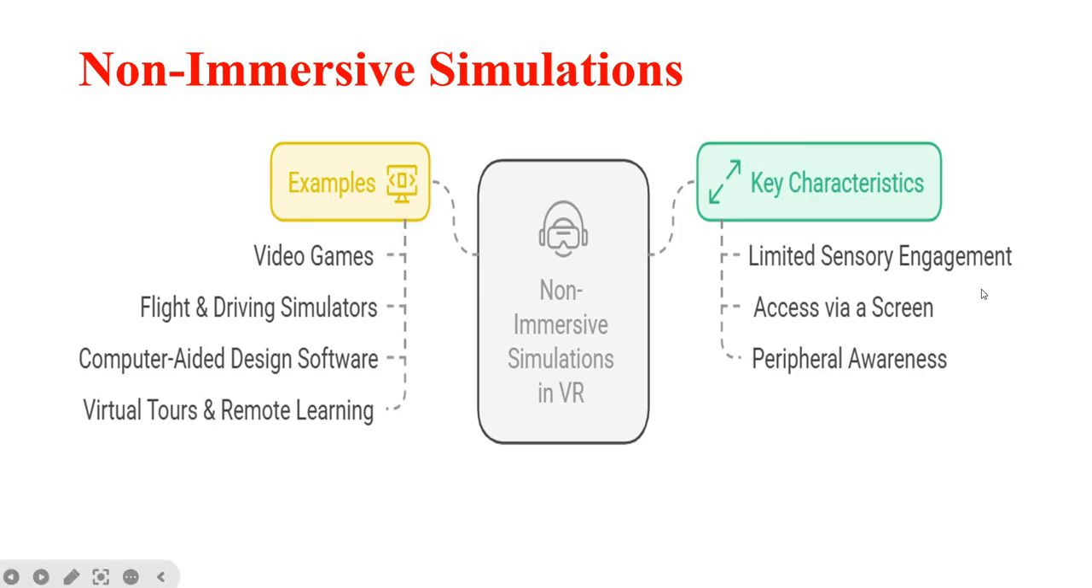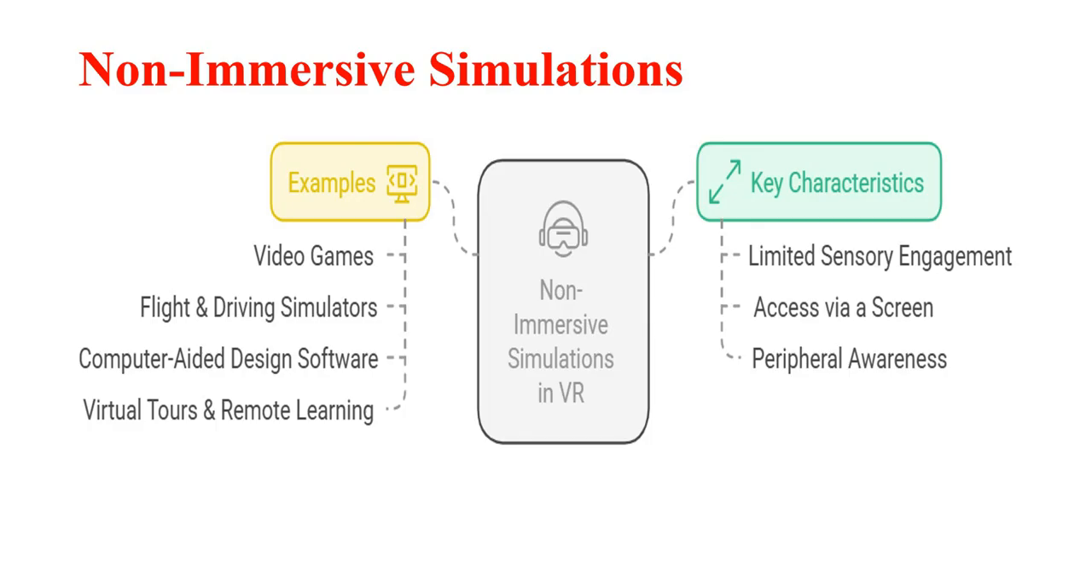Non-immersive simulation, here the key characteristics are limited sensory engagement, access via screen, and peripheral awareness. That is, non-immersive VR provides a partial virtual experience where the users interact with a virtual environment but remain aware of their real world surroundings. And the key characteristics we have seen here. First is limited sensory engagement, which utilizes only a subset of senses without full physical interaction. That is, here mainly vision and audio will be used.